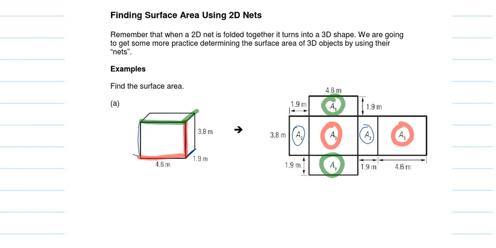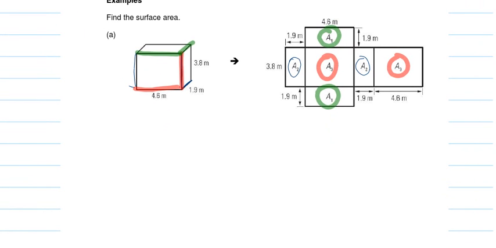Okay? So you're going to have to find the area of each type of rectangle, and then you're going to multiply them by 2, right? And then you're going to add them. Make sense? Because I have 2 of each. So let's do that. So we're going to start with A1. So A1 is length times width, which is going to be 4.6 by 1.9.